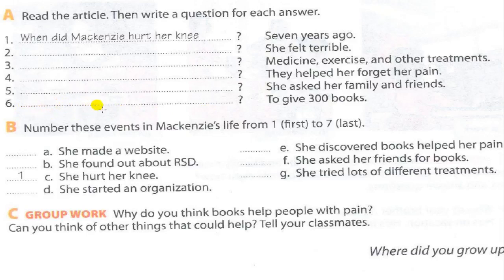Again, the questions. Number 1. When did Mackenzie hurt her knee? 2. How did she feel when she found out about RSD? 3. How did her doctors try to help her? 4. Why did Mackenzie read lots of books? 5. Who did Mackenzie ask to give books? 6. What was Mackenzie's goal?